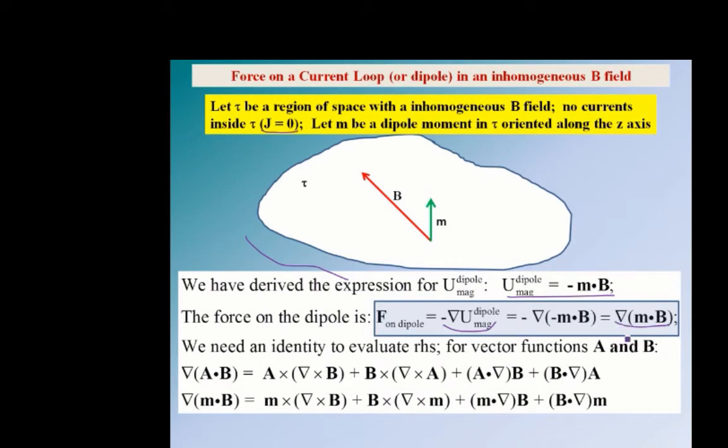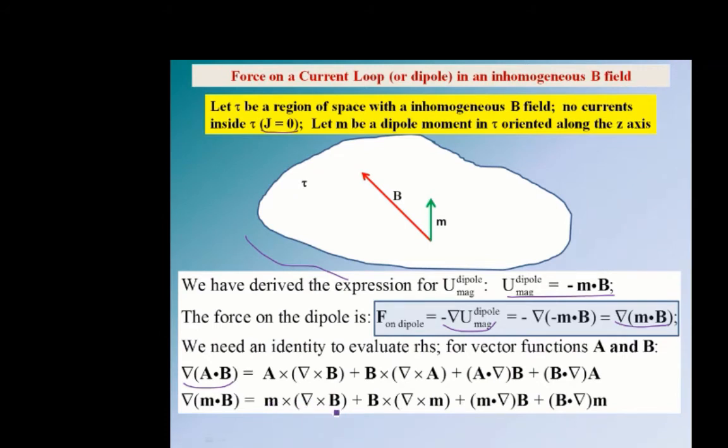There's another form I want to develop, and for that we have to use an identity to evaluate the right-hand side. Let's just take arbitrarily A and B. This is not necessarily the B field. And we say that we have the gradient of A dot B. And so then we have this identity we derived earlier using epsilon ijk, that we have these various cross products and dot products here. Let's put in our m and B. So this time this is the magnetic field and A is equal to our dipole moment.